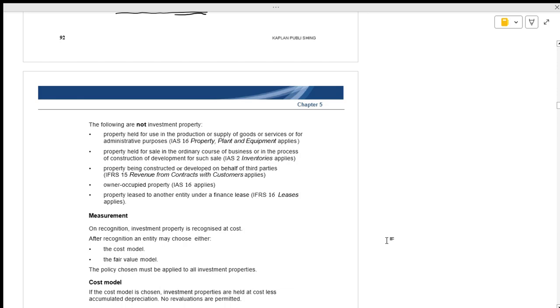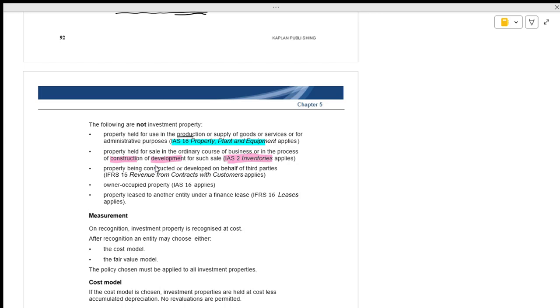And we have to see what is not included. Property held for use in the production of goods and services comes under property, plant and equipment. Whereas if it is held for sale in the ordinary course of business, or in the process of construction or development for such sale, which standard do we apply?